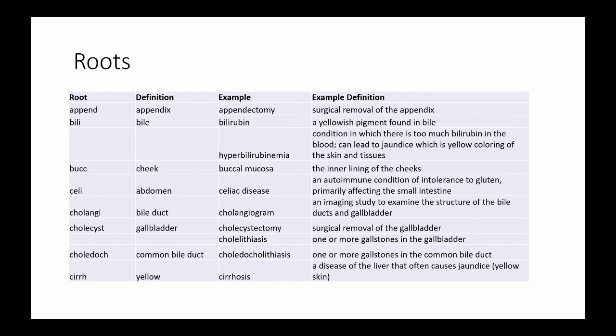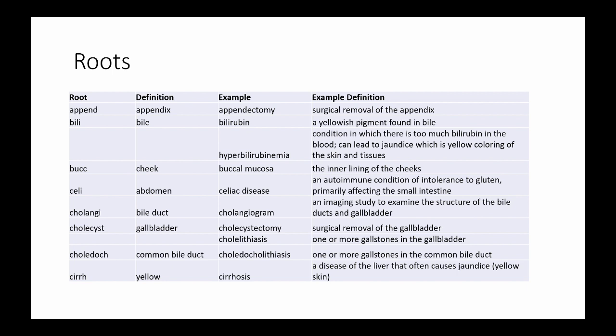Append means appendix, for example, an appendectomy, which is surgical removal of the appendix. Bili means bile. Bilirubin is a yellowish pigment that's found in bile. Hyperbilirubinemia is a condition where there's too much bilirubin in the blood. This can lead to jaundice, which refers to yellow coloring of the skin and tissues caused by excessive bilirubin.